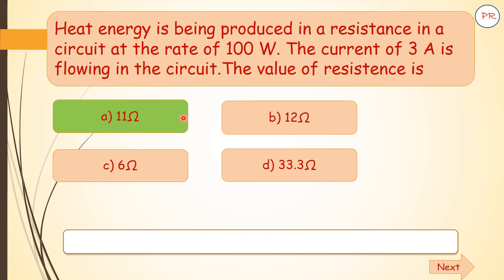Now let us see how it comes. Here is the hint. See, the formula used is P is equal to I square R, where P is the power, I is the current, R is the resistance. So R will become P divided by I square. I have substituted the value of P as 100 and I as 3. So this will become 100 divided by 3 square, which is nothing but 100 divided by 9. So the answer comes out to be 11.111 and so on. So we'll take it as 11. Therefore, the correct answer is A.